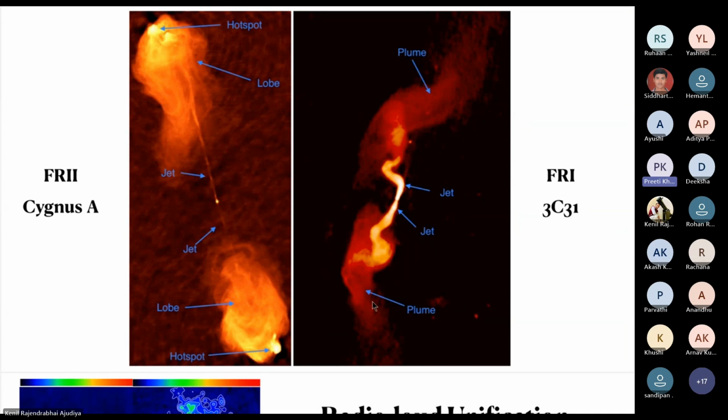On the left, the jet stays collimated till the end, and it ends up in a region called the hotspot, which I also mentioned when I told you about 3C273. These two types of radio galaxies were first identified as such by two astronomers called Fanaroff and Riley, and that's why they are called Fanaroff-Riley galaxies. The left is a Fanaroff-Riley type 2 galaxy, and the right is a Fanaroff-Riley type 1 galaxy. So FR1 and FR2. Next slide.